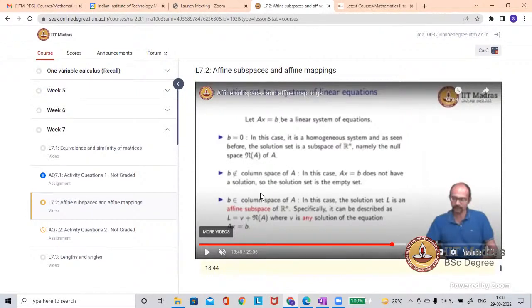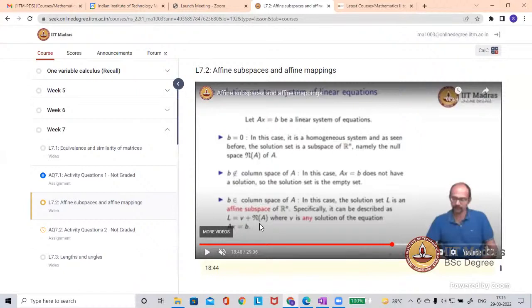If b is not equal to 0, this gives an affine subspace. The solution of this system will be an affine subspace of Rn, L equals v plus the null space, where v is any single solution of that system, because this system has infinitely many solutions or maybe a unique solution. So take a solution and add it to the null space. That is the affine subspace related to the system of linear equations.